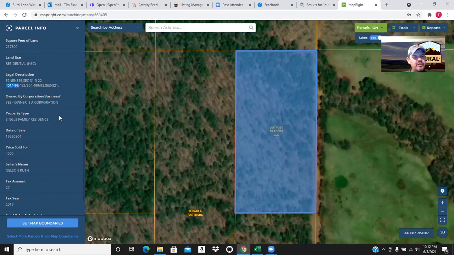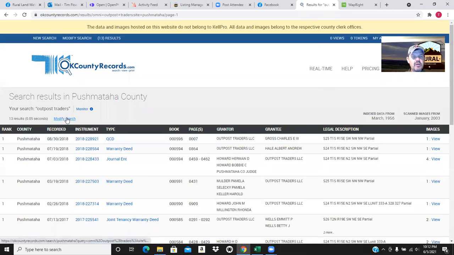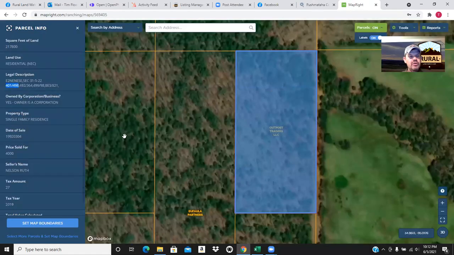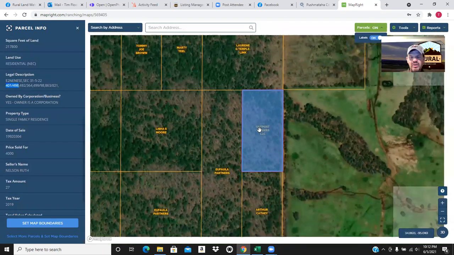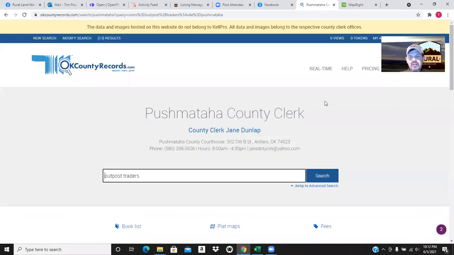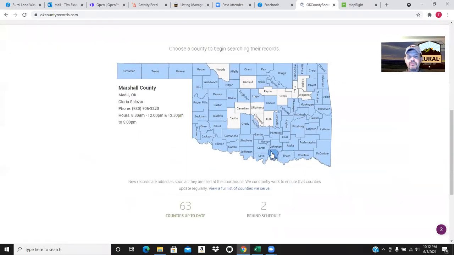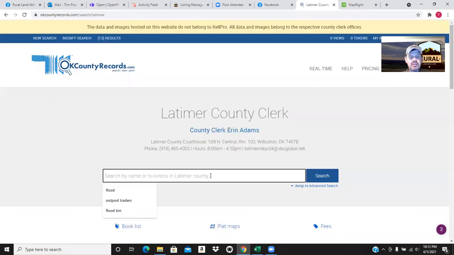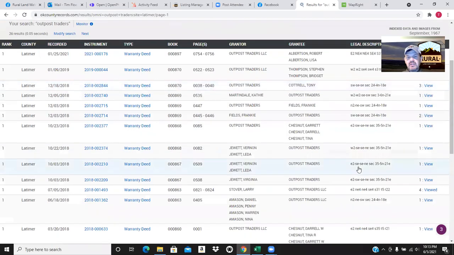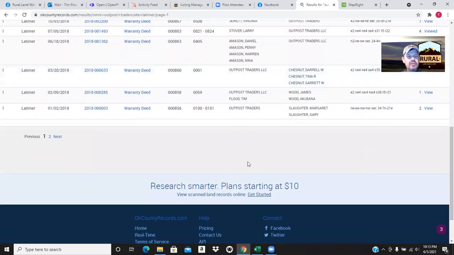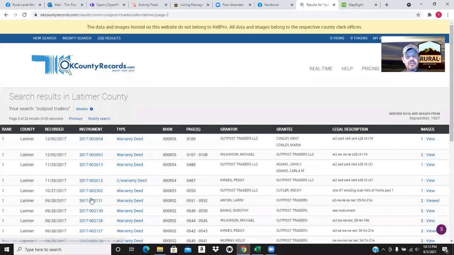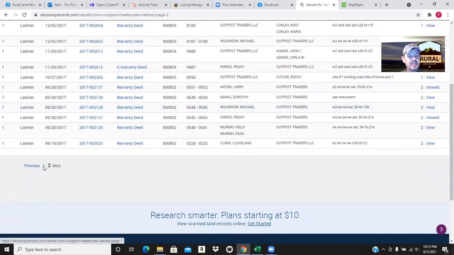So book, volume, page. We can go back over here to Outpost Traders and do a modified search. This is going to be Latimer County. So let's go back to the home page here. Latimer County, and we've done a bunch of stuff in Latimer County as well. So you can look, and here's Outpost Traders. These are all of our, in fact, two pages here. We've done quite a bit of stuff in Latimer County.